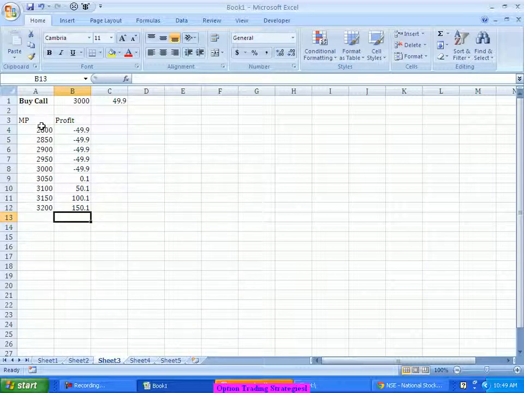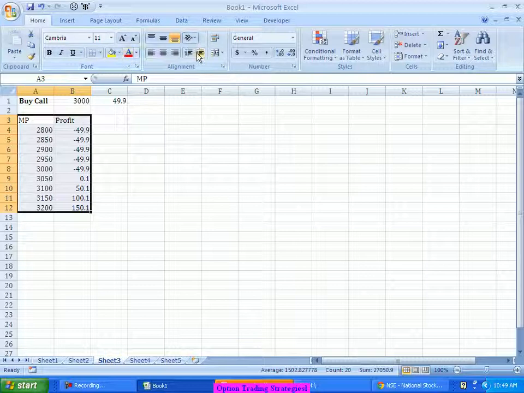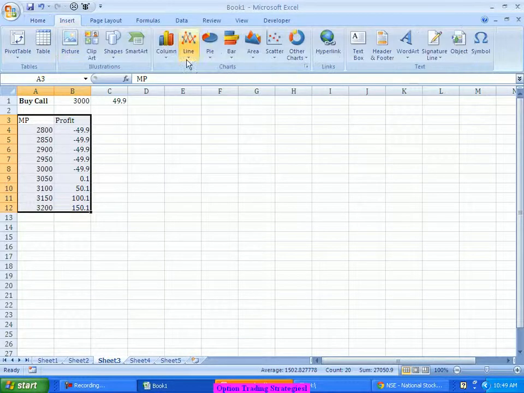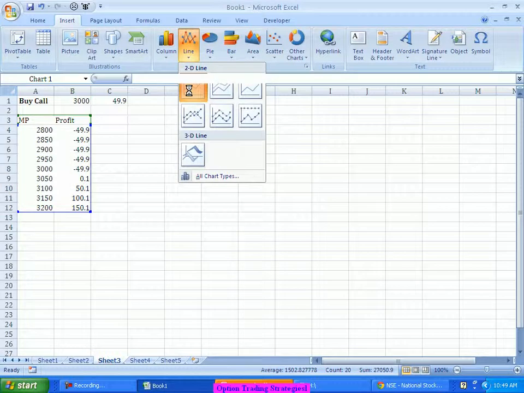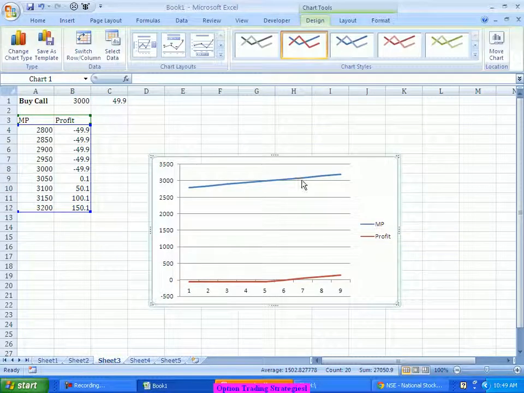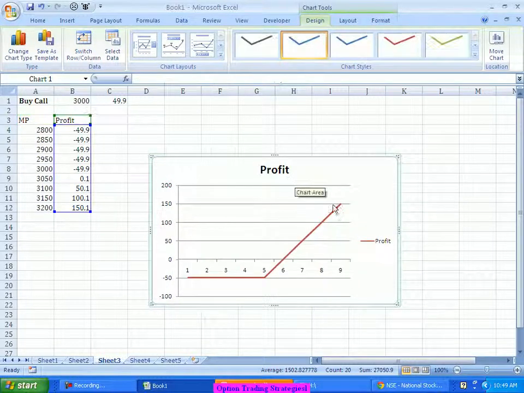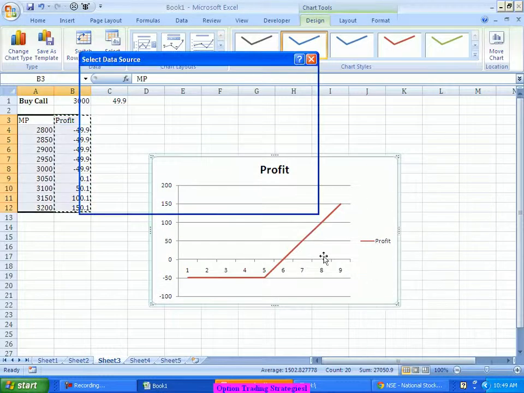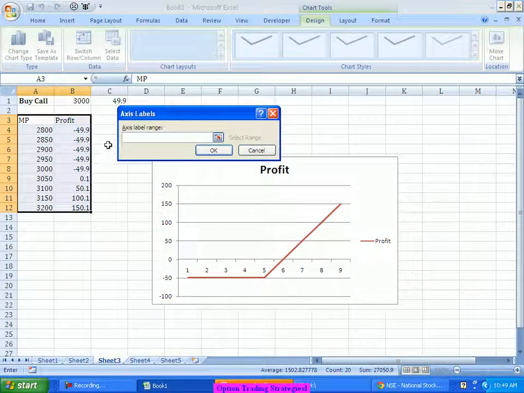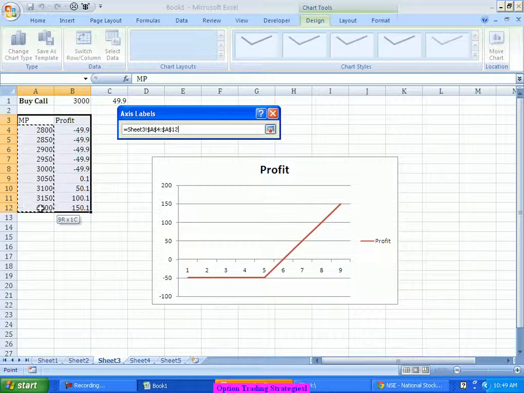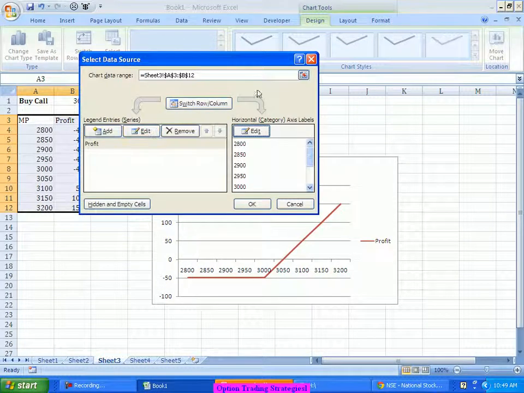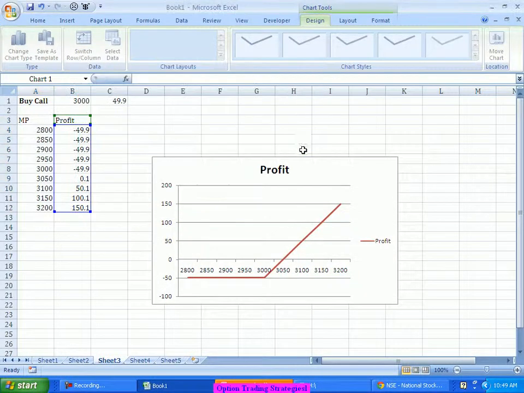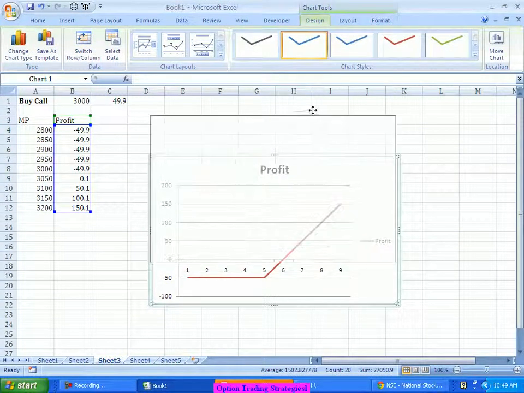So probably you can just plot a graph between these two. This is the typical graph that we are getting, which is for buying a simple call option.